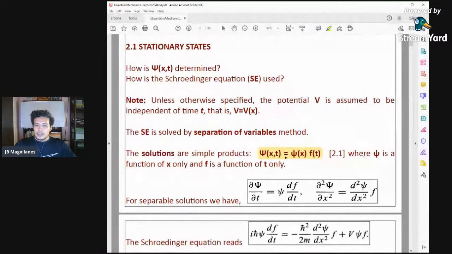So anyway, we can solve the Schrodinger equation by separation of variables, and this is how we separate the function. As we have said, the wave function is a function of space and time. We can make it a product of two functions, where one is a function of space and the other is just a function of time. So here, psi is equal to phi of x times f of t.